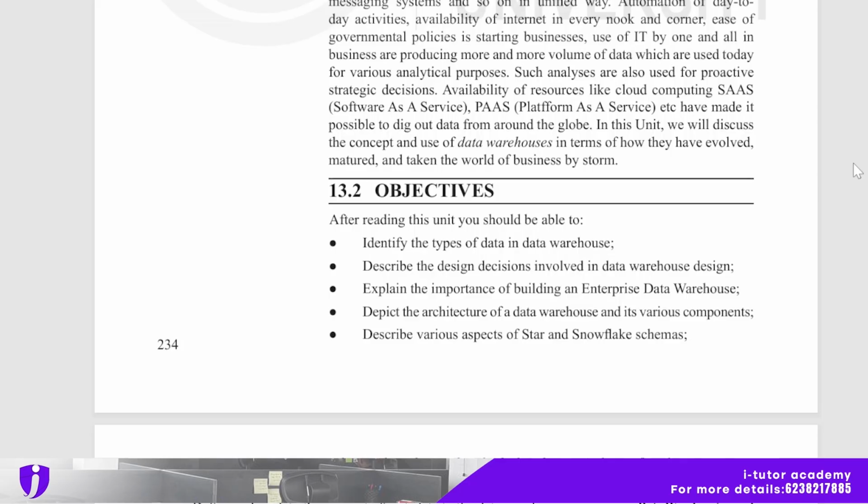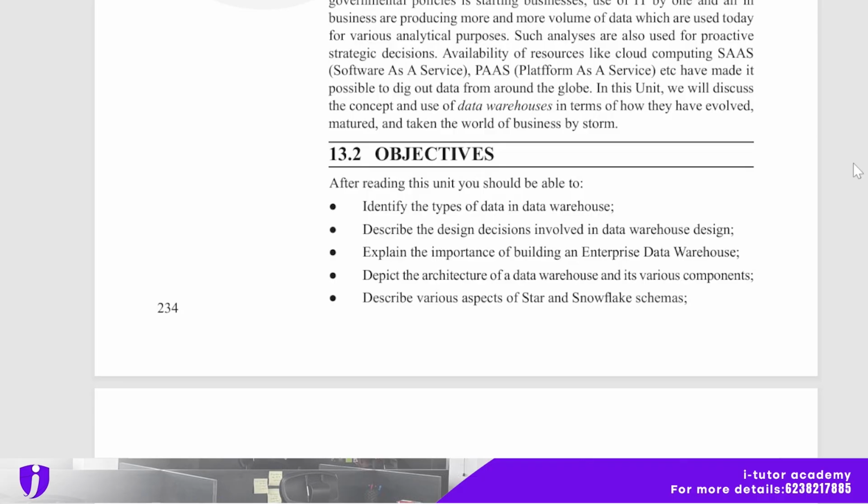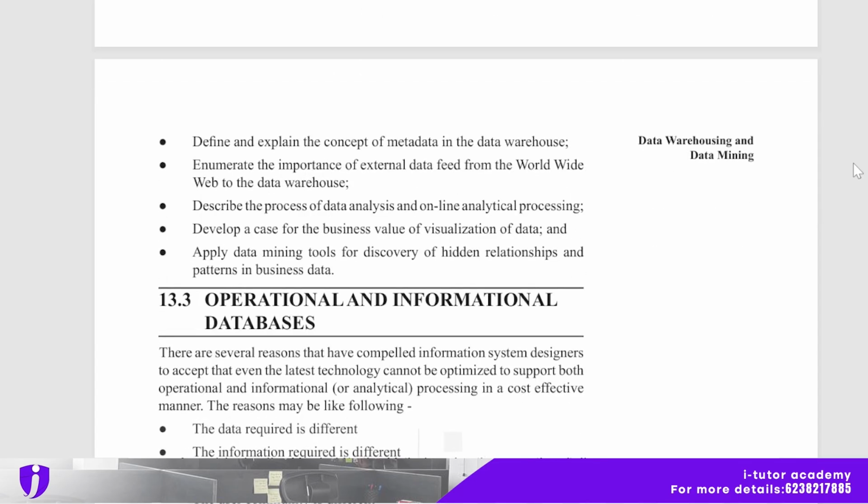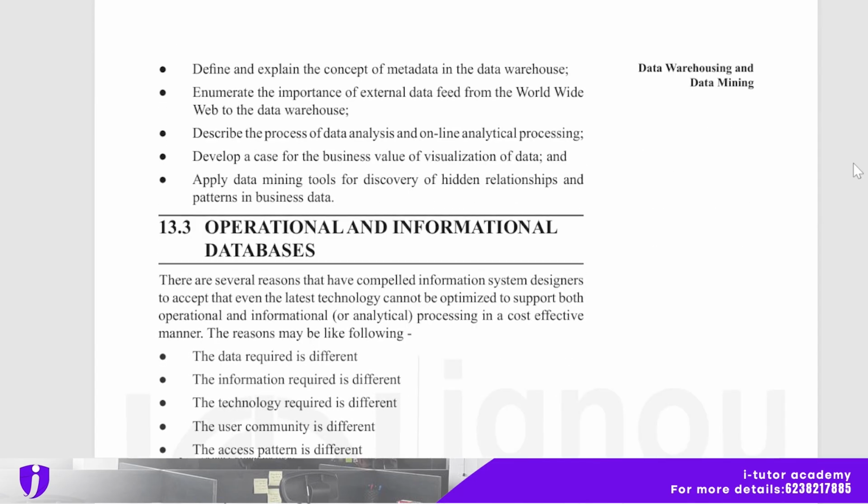In this unit, we will discuss the concept and use of data warehouses, in terms of how they have evolved, matured, and taken the world of business by storm. The objectives of this unit are: after reading this unit, you should be able to identify the type of data in a data warehouse, describe the design decisions involved in data warehouse design, and explain the importance of building an enterprise data warehouse, depict the architecture of a data warehouse and its various components, and describe various aspects of star and snowflake schemas. Define and explain the concept of metadata in the data warehouse.